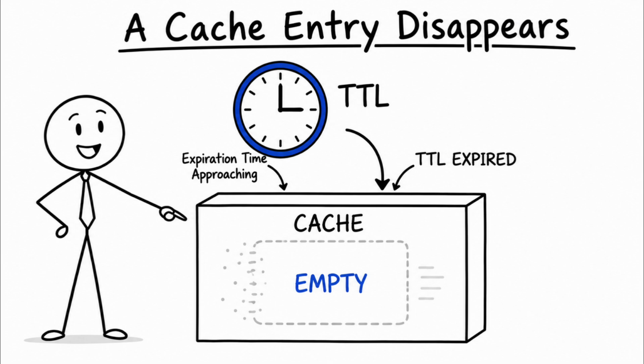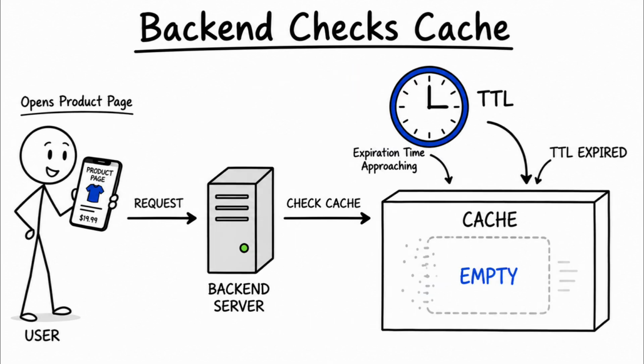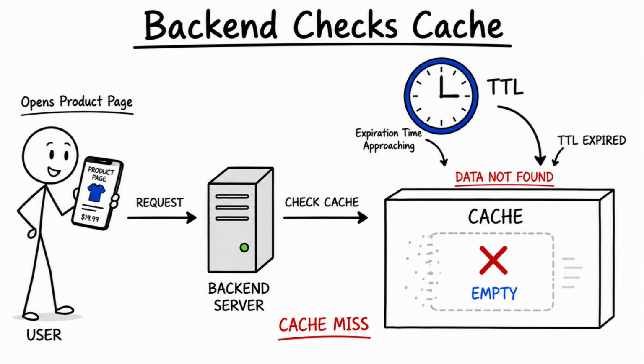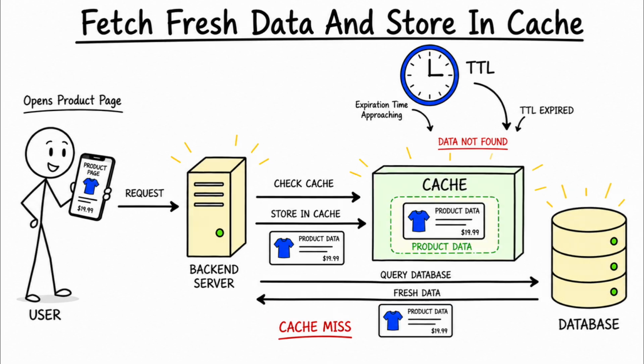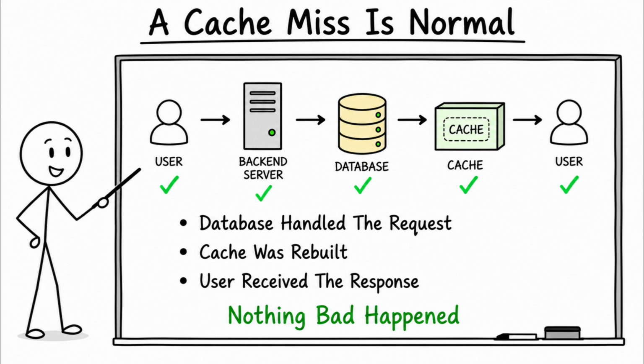Suppose a cache entry disappears. A user opens the product page. The backend checks cache. Nothing is found. This is called a cache miss. Since the data is missing, the backend goes to the database, fetches fresh data, stores it back in cache, and returns the response. Everything works correctly. Nothing bad happened. One cache miss is completely normal. In fact, every system experiences cache misses. The database handled the request. The cache got rebuilt. The user received the response. Life continues normally. So a cache miss is not the problem.